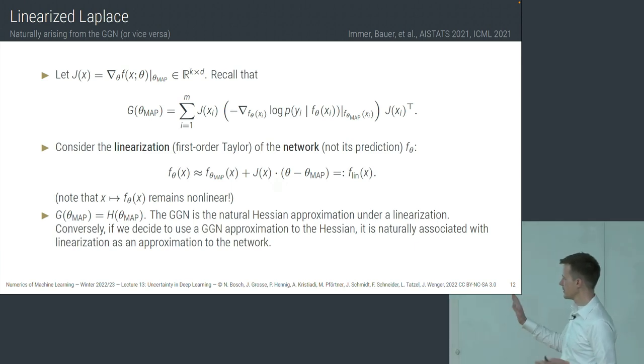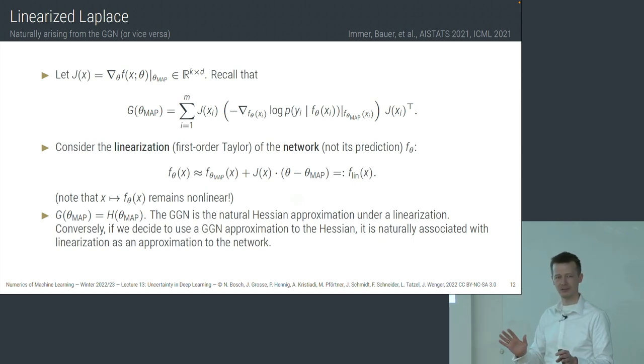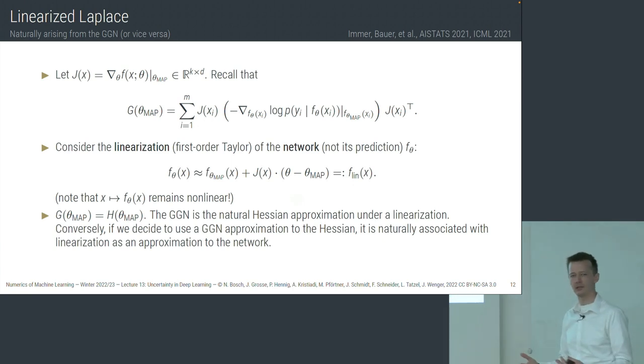One thing that's always important to note at this point is that this linearization doesn't mean that we are replacing the neural network with a linear function of the inputs. So this function here is still non-linear in x, right? It still contains this object. It's just linear in theta. So this does not ruin the nice properties of your deep neural network. It still behaves as before. If you plug in some x, at theta MAP, you just get the exact prediction of the deep net. You just now have something that's linear in the weight space.